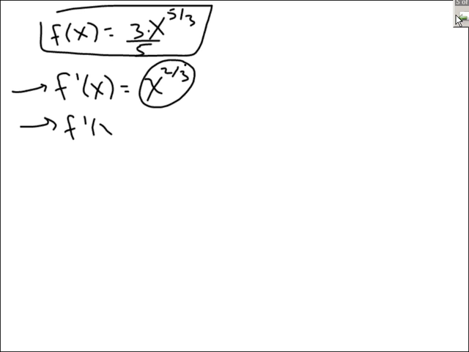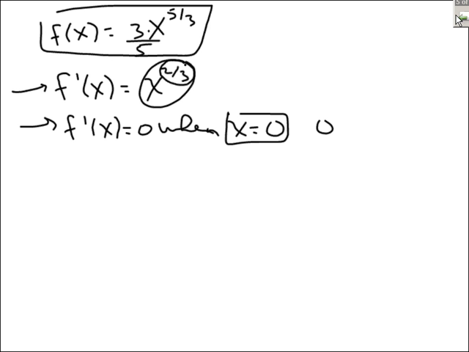Now let's see where it equals 0. Well, remember, 0 to any power except 0 is 0, and that power is not 0. So 0 to the 2/3 is 0. Okay, the first derivative is 0, coincidentally, when x is 0. And that's the only value. So we only have one number to put in order, and it's 0. So the intervals are going to be from negative infinity to 0, and then from 0 to infinity.